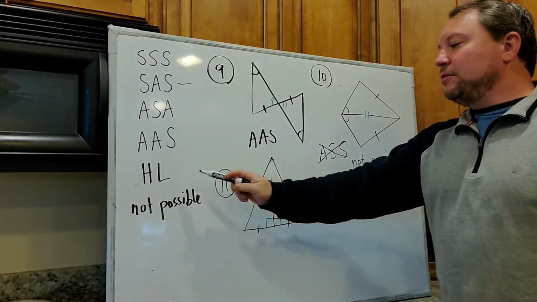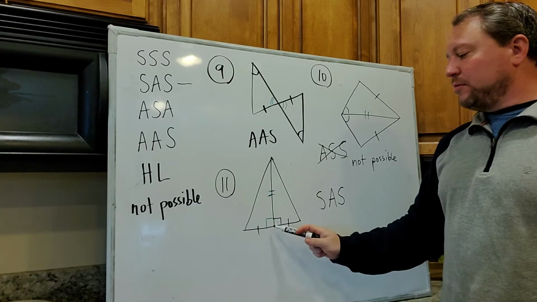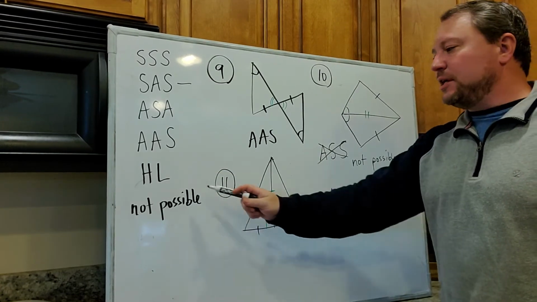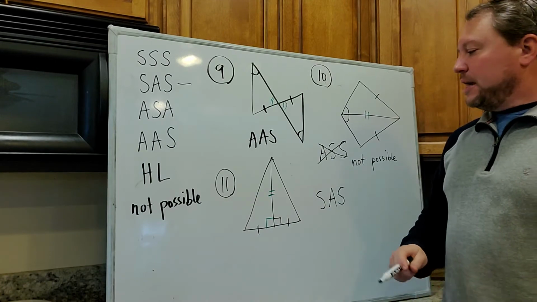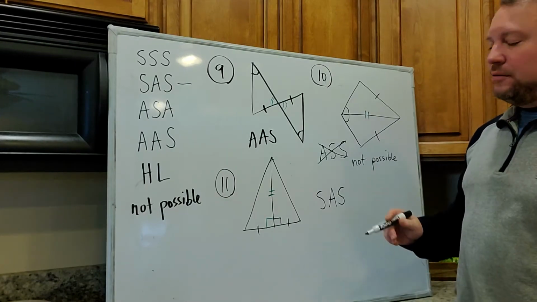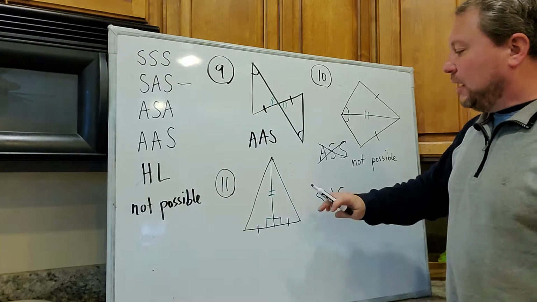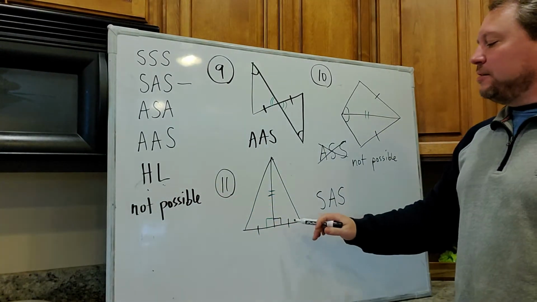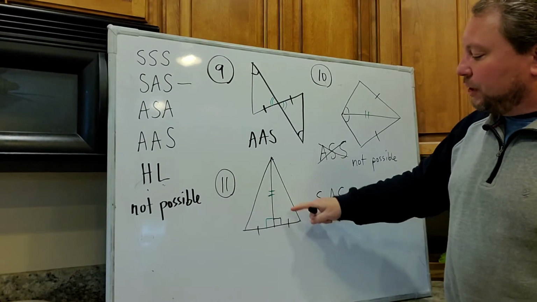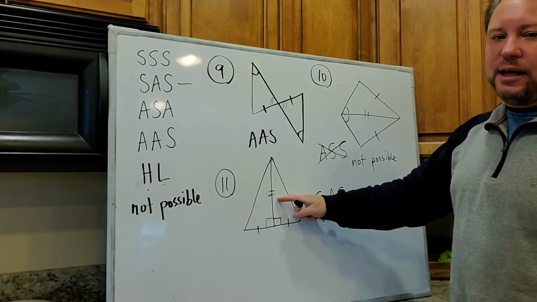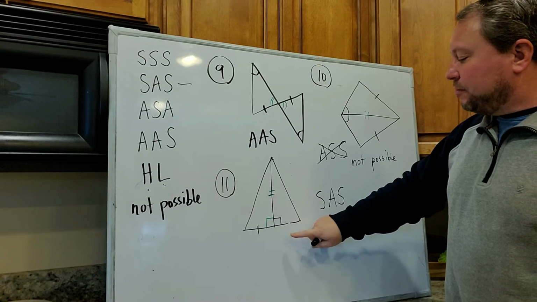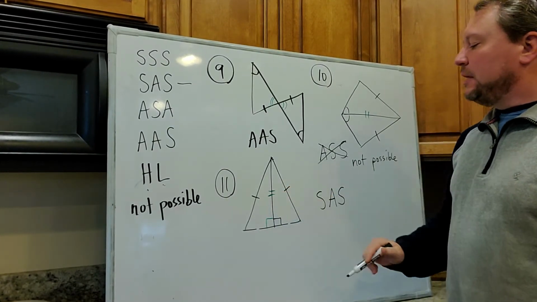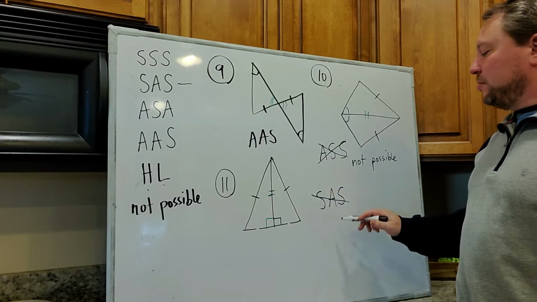Don't forget we do have a shortcut HL that only works for right triangles, but don't assume just because these are right triangles that it's HL. If it was HL, just for your information, you would have to have a hypotenuse and a leg beside the right angle. So these are both legs. See that? That's a leg, that's a leg. So you need to have something like this. Instead of having that, you would have to have this hypotenuse. Now, if that was the case, this would be HL.